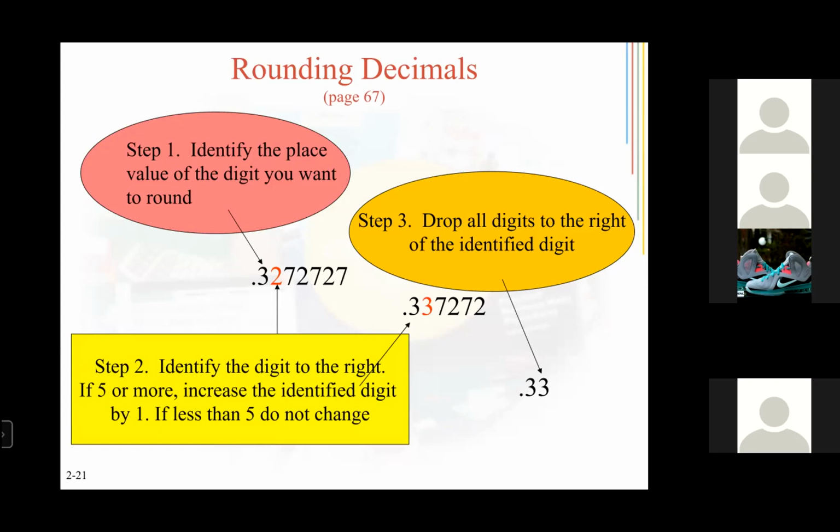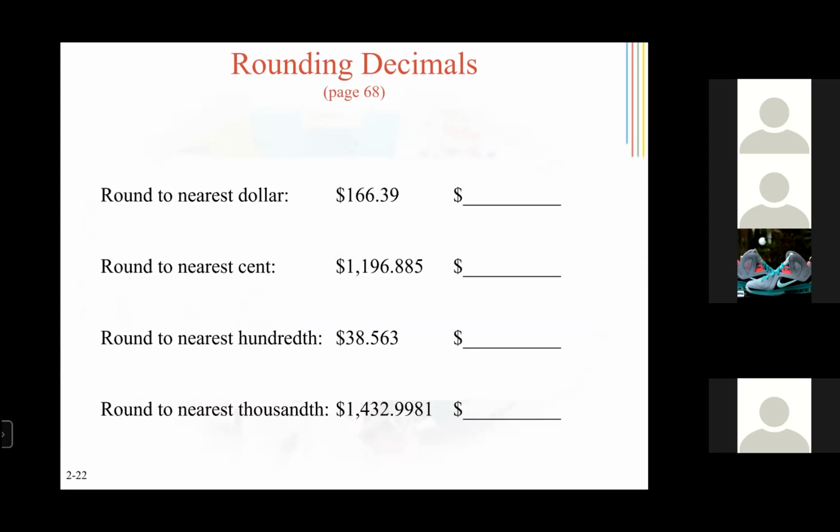Okay, so let's look at some examples here. The first one says round to the nearest dollar. So what would you round this to if they ask you to round to the nearest dollar? The first one. $166. Okay, 166. The next one says round to the nearest cent.